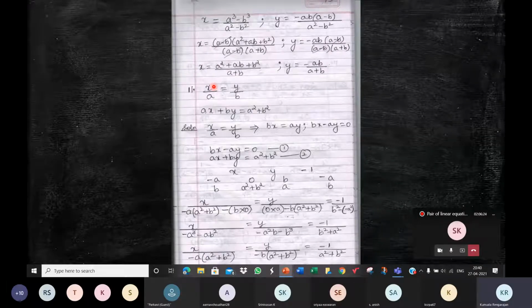And what about the coefficient of Y? What about the coefficient of Y? 1 by B. No. Minus 1 by B. Who was that? Minus 1 by B. Ashwin, ma'am.